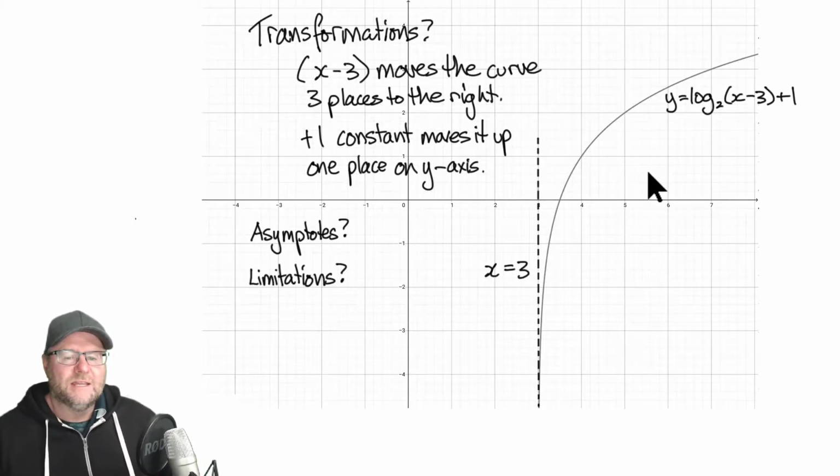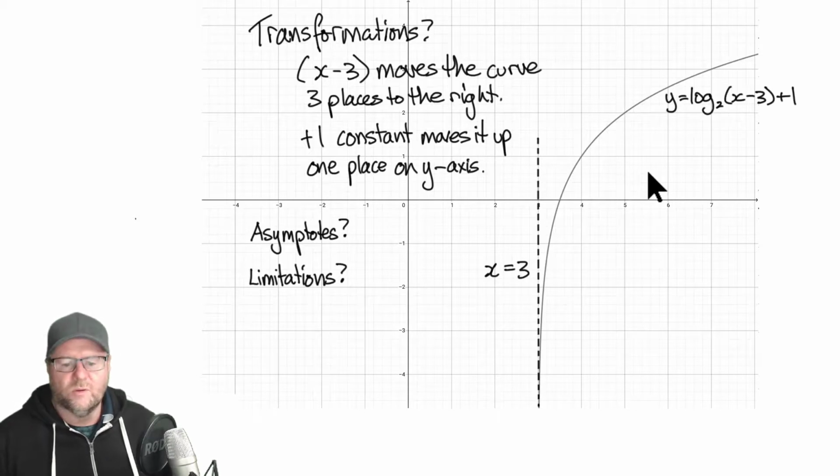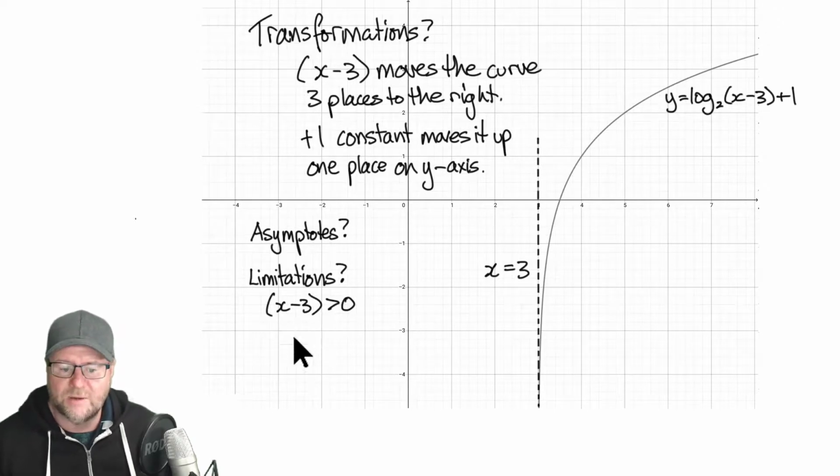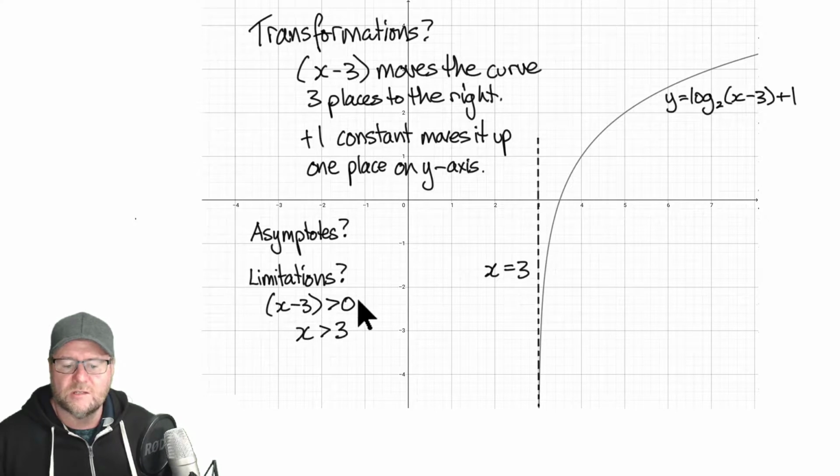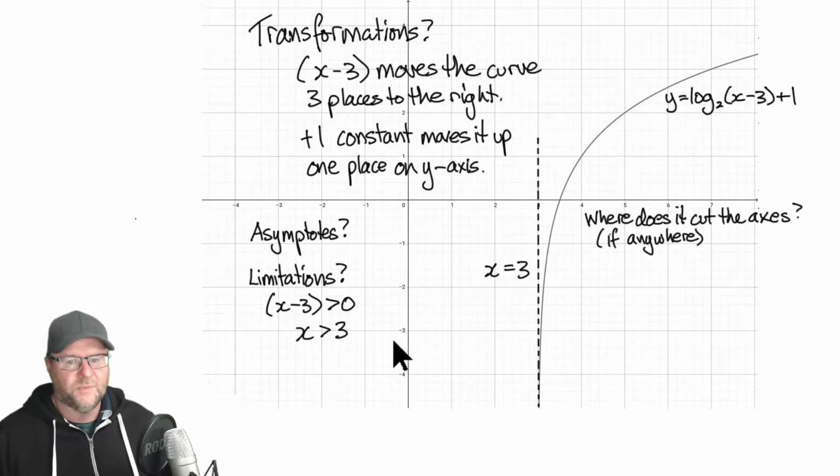Are there any limitations on the input or the output? All right, well, let's have a look. We know that this can't get into the negative. So there is going to be a limitation. I can't put an x value in there that would make that negative. So my x minus 3 bit has to be greater than 0. So I'm just going to move that -3 across to the other side, change sides, change sign. So the limitations will be my x values have to be greater than 3.